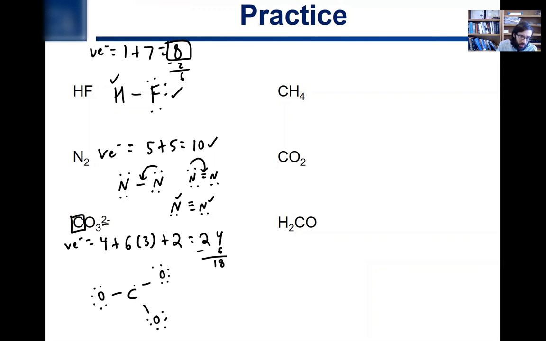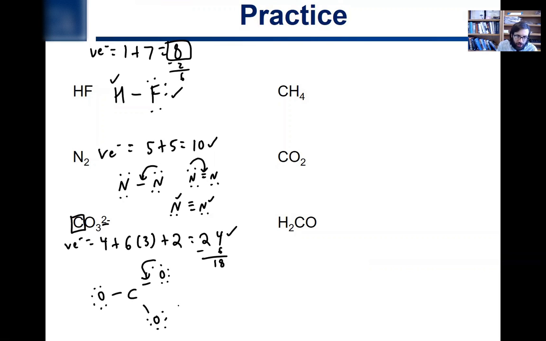But we have a problem. The problem is we ran out of electrons. We have 24. 24 is accounted for. But carbon only has 2, 4, 6. We need the octet rule. So what do we do? We bring down one of these lone pairs from one of the oxygens. Which oxygen, you say? Well, it doesn't matter.